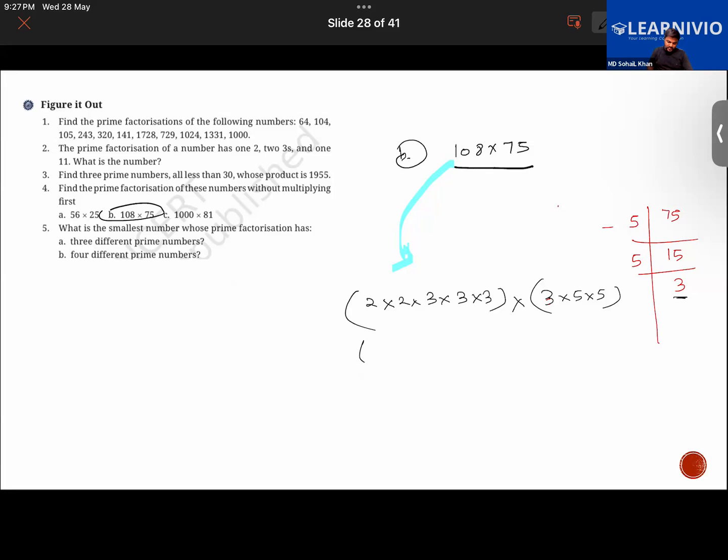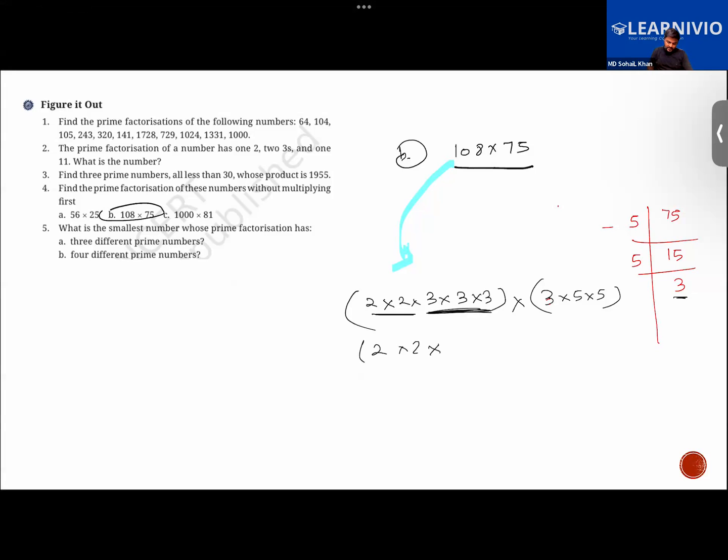Also, I can write them together. 2 multiplied by 2, right? Then let's write down all these 3s together: 3 3s over here and 1 3 over here. So 3 multiplied by 3 multiplied by 3 and 3, and this 2 and 5, like this.